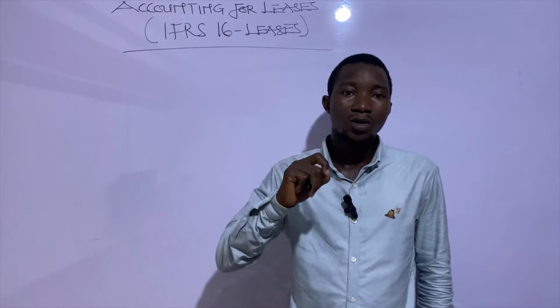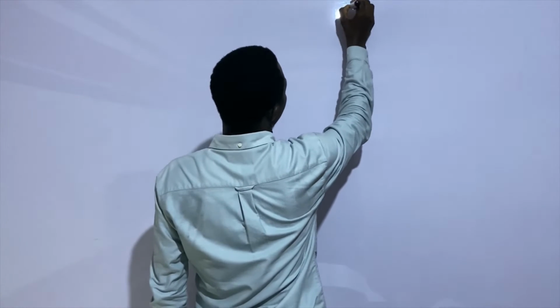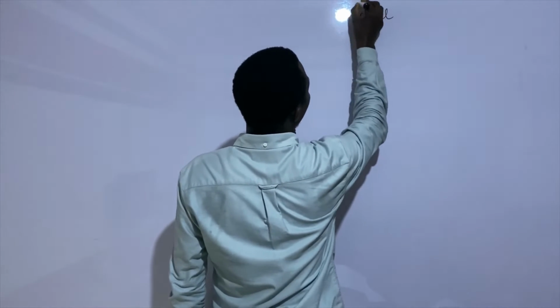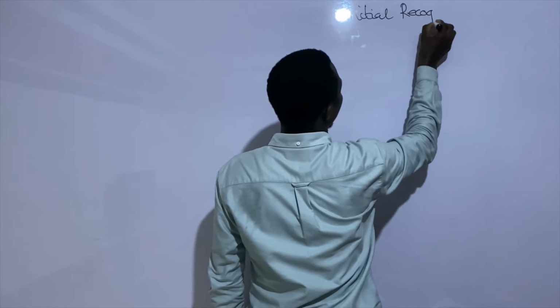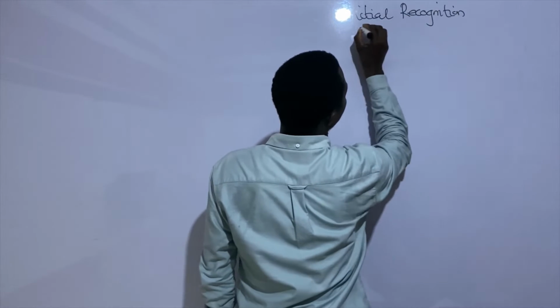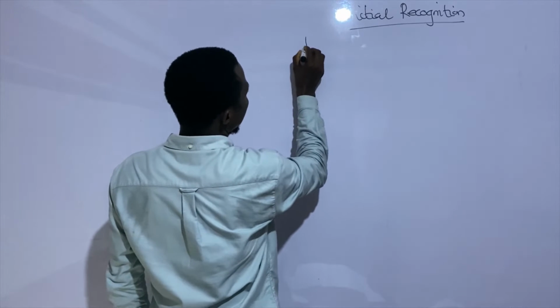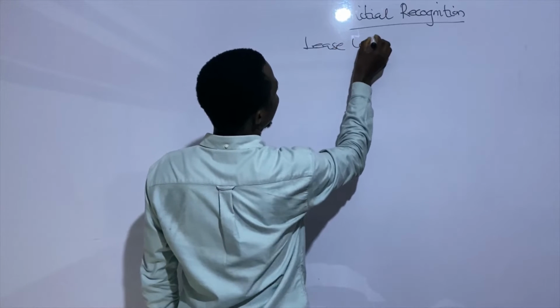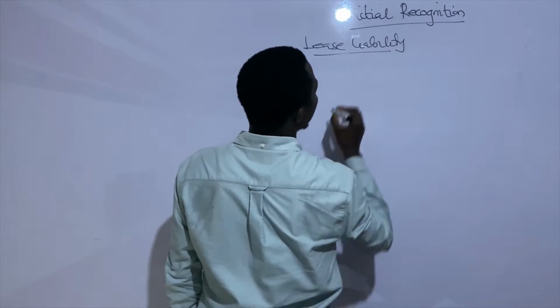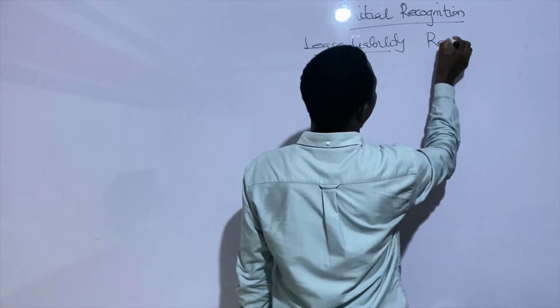Also take note that the standard says that at initial recognition or at the commencement date, the lessee has to recognize the lease liability and right of use asset. That is the very first thing we have to do. So, initial recognition. At initial recognition, the lessee recognizes, one, the lease liability, and two, right of use assets.